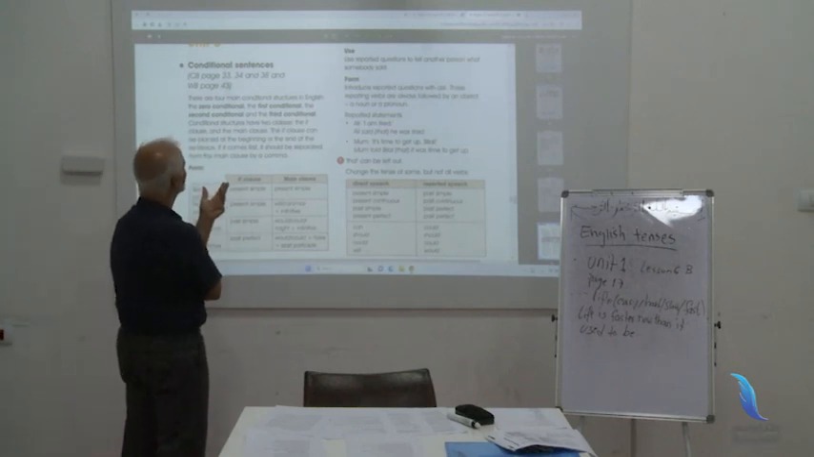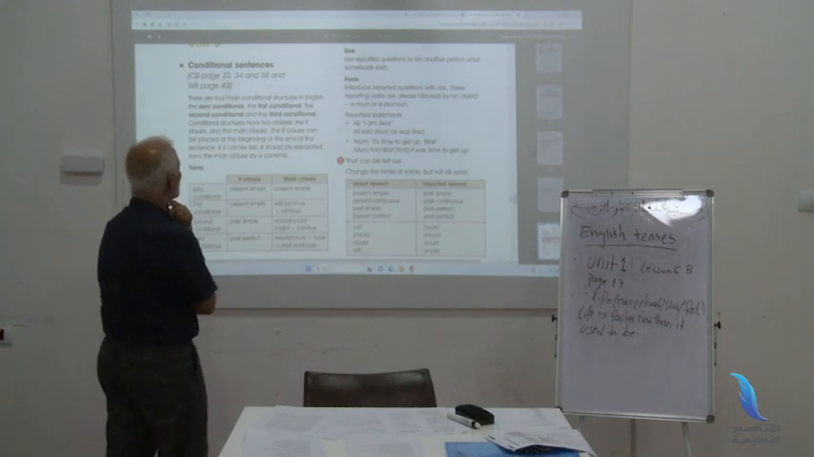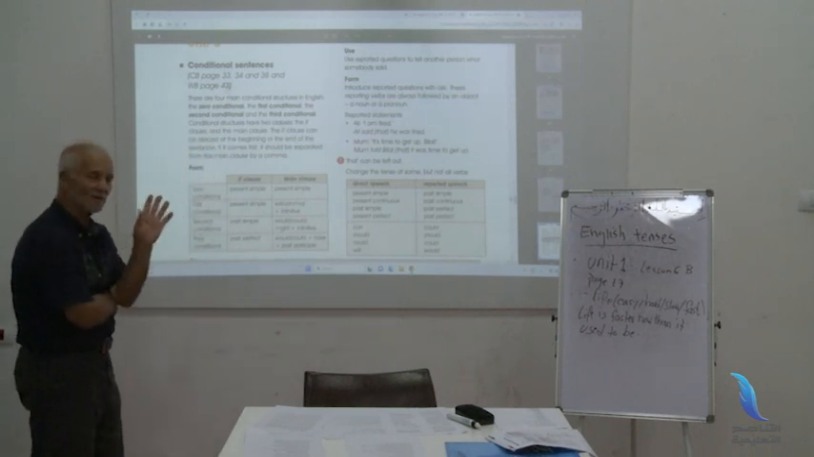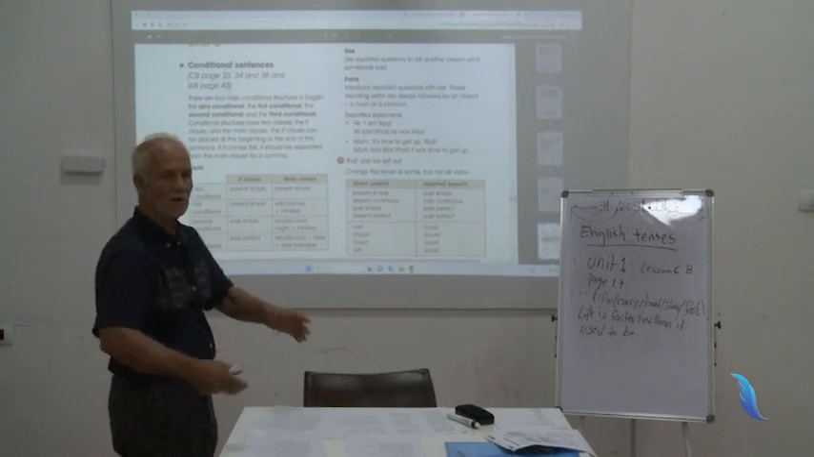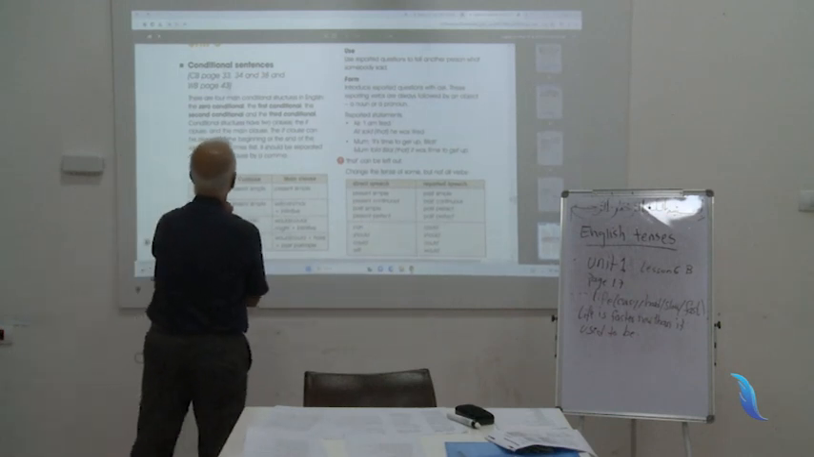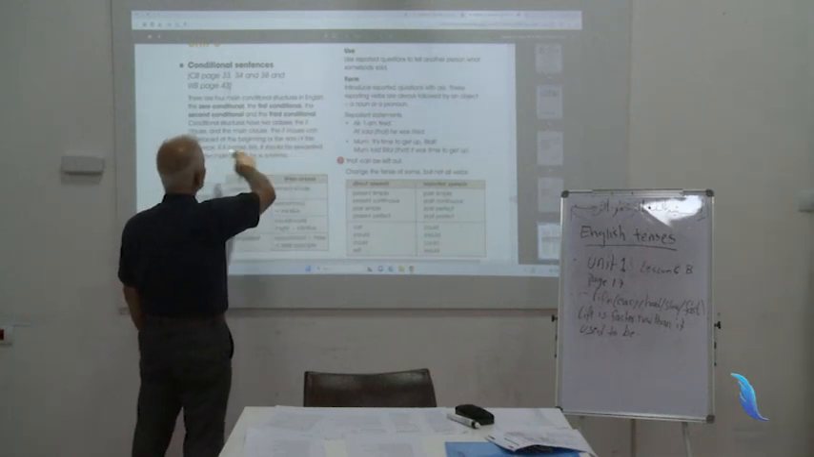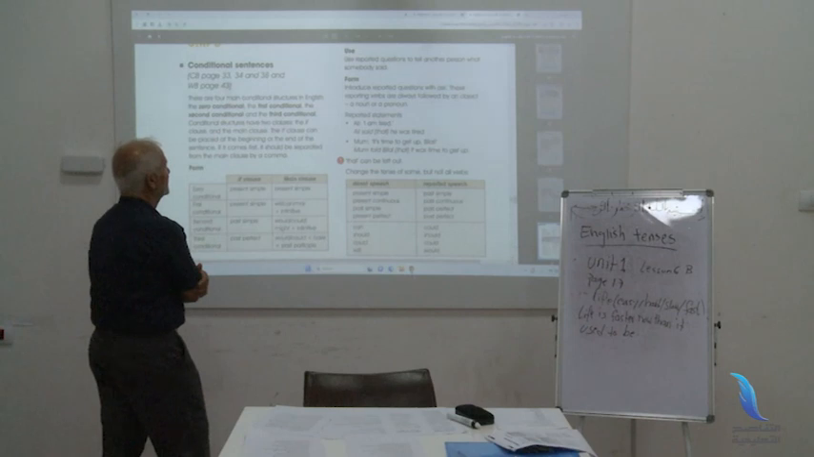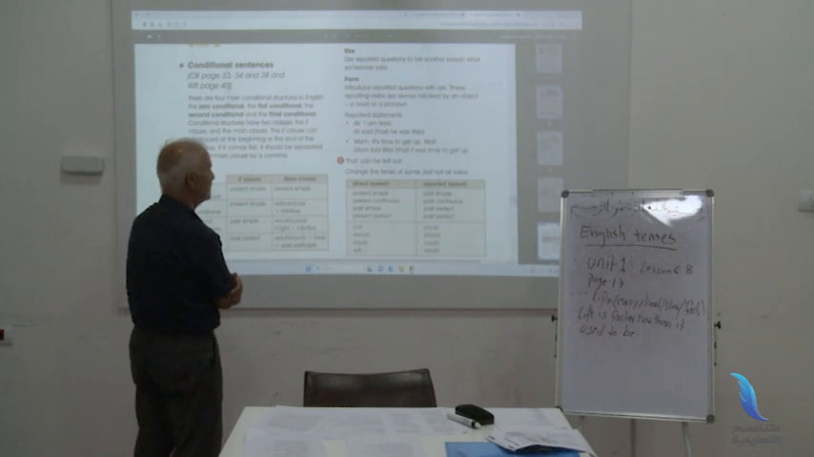The if clause and the main clause. The if clause can be placed at the beginning or at the end of the sentence. So we can start the sentence with, if I have money, I will buy a new car. All right. If it comes first, it should be separated from the main clause by a comma.